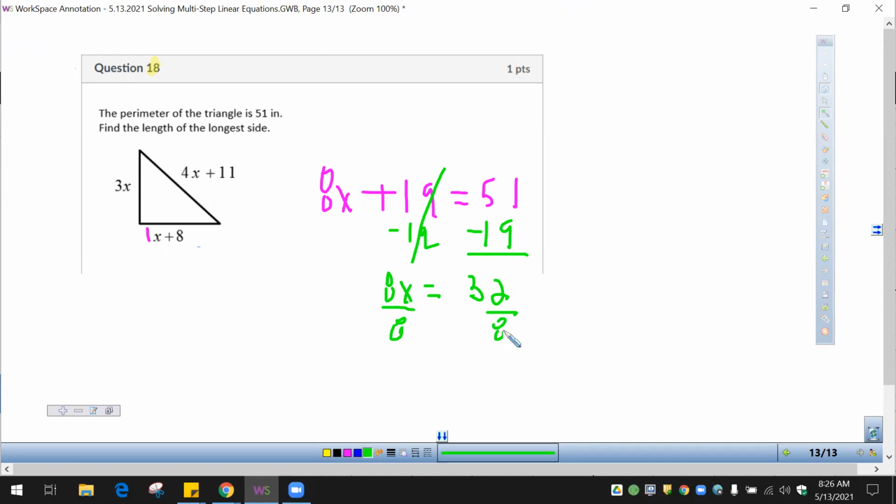Now you want the length of the longest side. So the hypotenuse looks like the longest side. So you would plug x back into that side. So you do 4. You plug in 4 into the x, so 4 times 4 is 16, plus 11, and that would give you 27. All right. So that's how you do those.